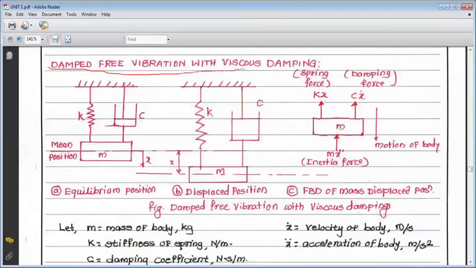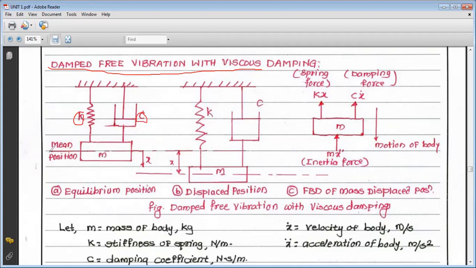In the previous lecture there were only two elements, that is spring and mass. Now we have another component of our vibratory system, that is the damper. So consider a spring, mass and damper system as shown in figure A. The spring has stiffness k, the damper has damping coefficient c, and the mass is attached to the other end of the spring and damper, and one end of the spring and damper is fixed.